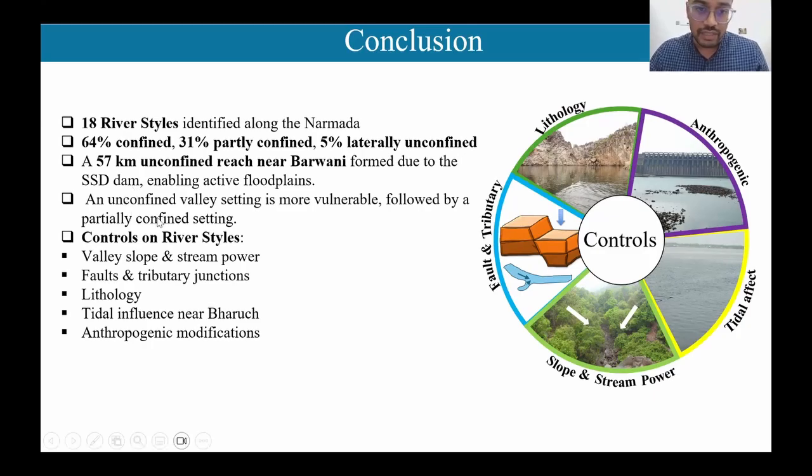And these unconfined valley settings are more sensitive, and any disturbance is going to disturb the nearby ecosystem, like the human settlements as well.